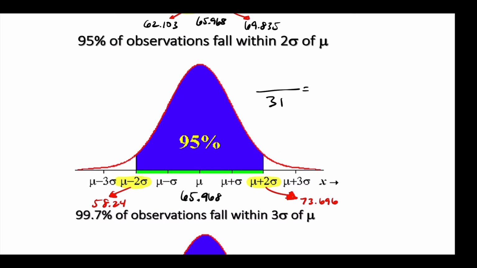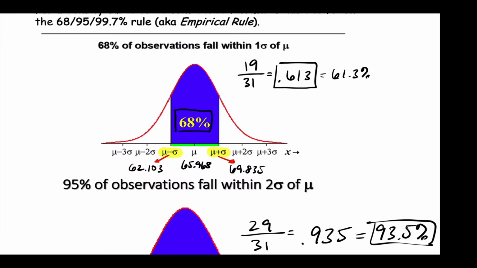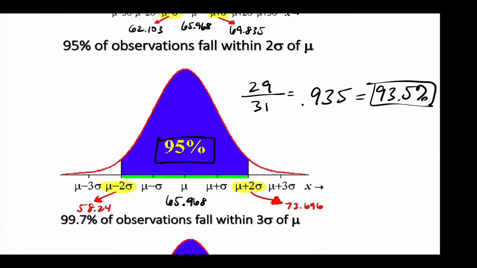Okay, so how many do we get? How many were in between those two values? 29. So what percentage is that? 93.5. What percent were we supposed to hit? That's pretty close. That's getting closer. It's getting a lot closer. Before we were off about 7-ish. Now we're off 1.5. That's closer. Okay. One last one.